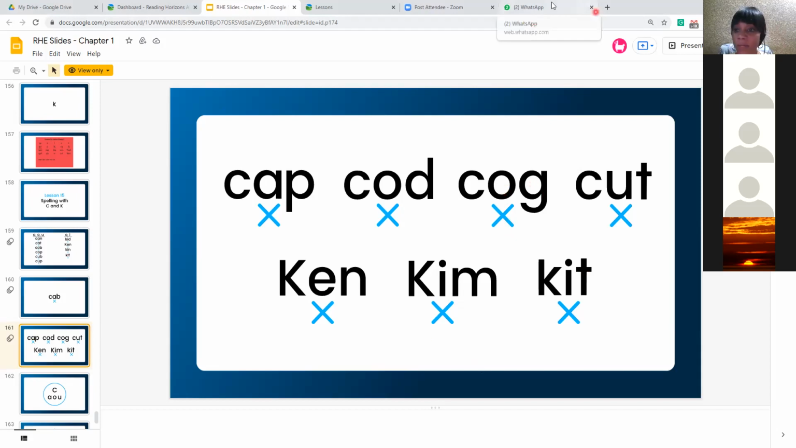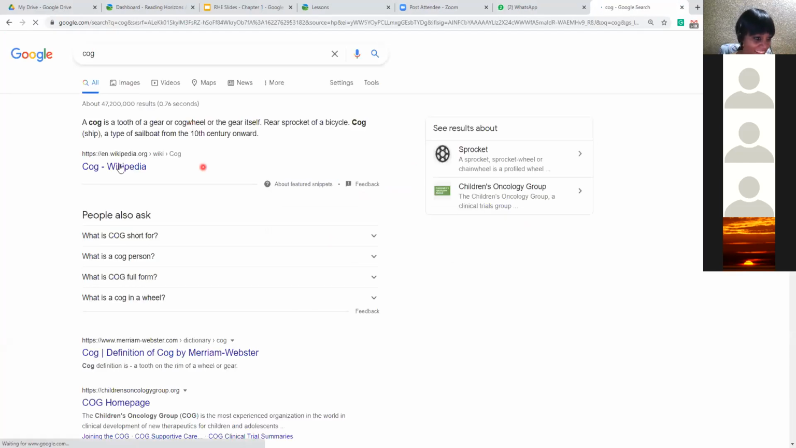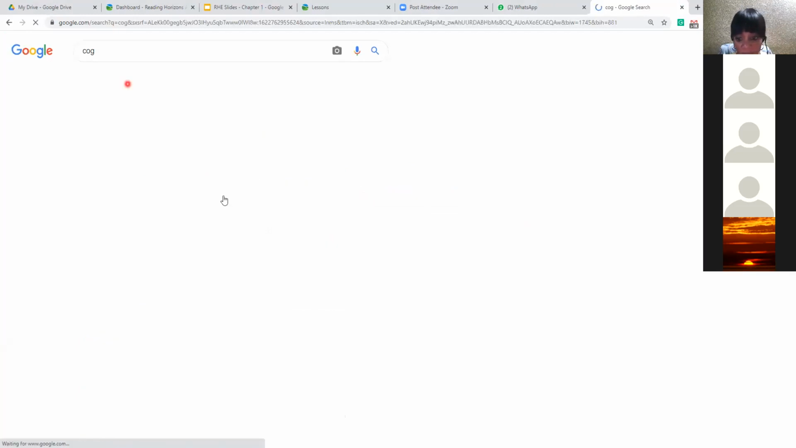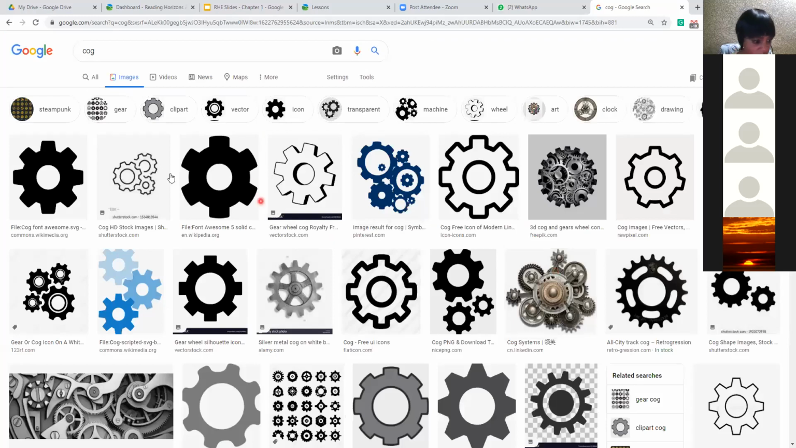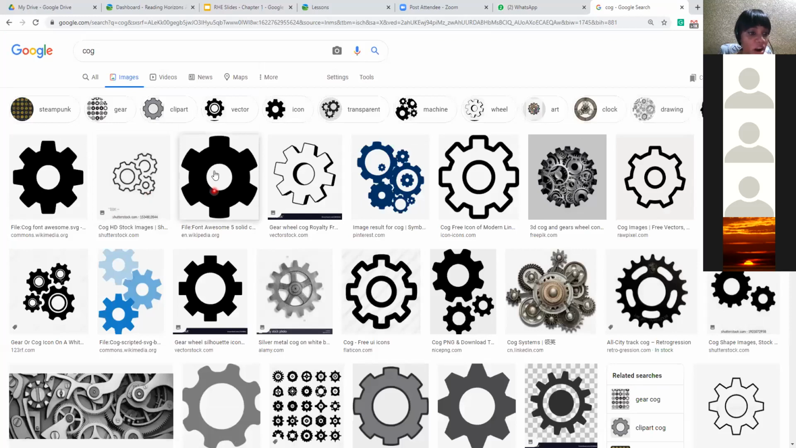Cog. Let me go look it up. Hold on. Where is Google? Cog is a tooth of a gear or cog wheel on the gear itself. Oh, so like a bicycle gear, the bicycle wheel, and you have one, it's like spokes. That's it. Ah, I see. That's a cog. I learned something new today.